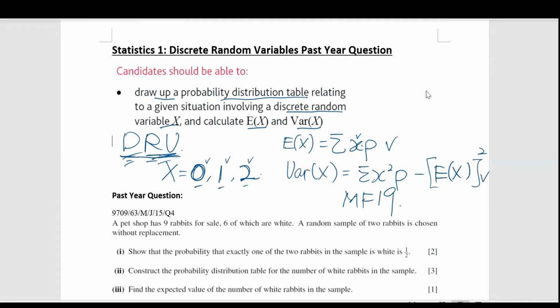Okay, so that was the quick discussion about the discrete random variable and the mean and variance. Let's have a look at past questions to see what we are supposed to do to draw up a probability distribution table.